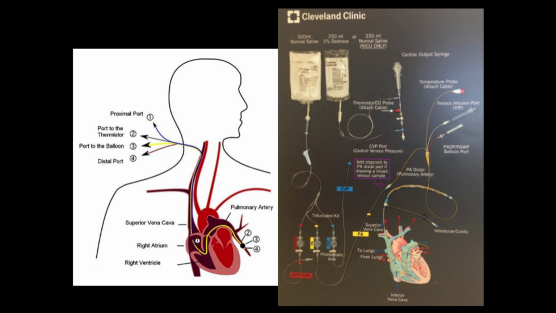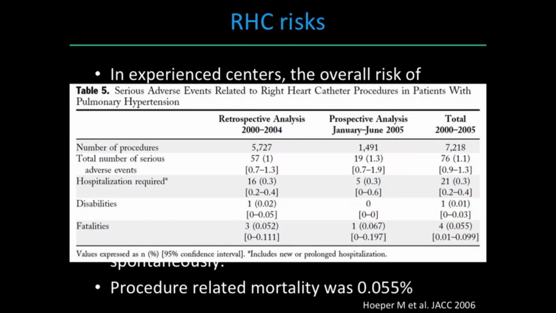This is the cartoon that we have for the nurses, where we show exactly how things are connected. Just a reminder that the Swan has several ports, but number 4 there is the distal port. Then you see here in the right atrium number 1, the proximal port, for the right atrial pressure measurement. And then you have this 3, which would be the line for inflating the balloon. And number 2 is where the temperature is measured for cardiac output determination with thermodilution.